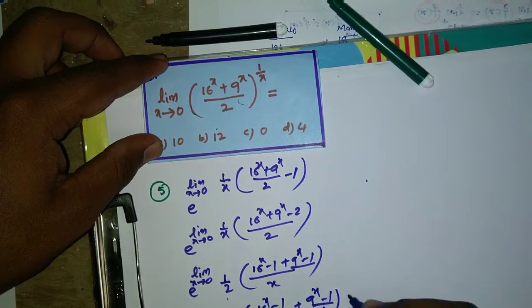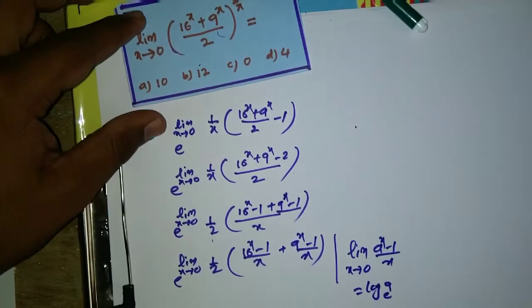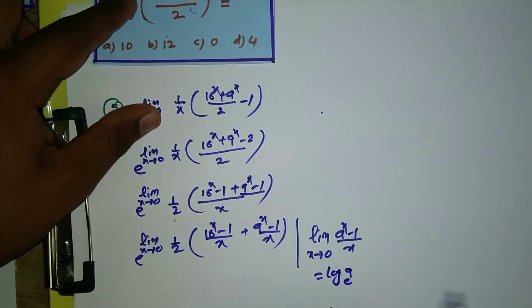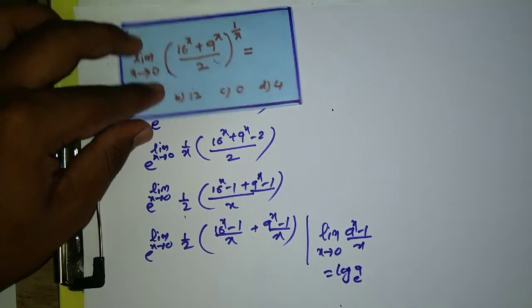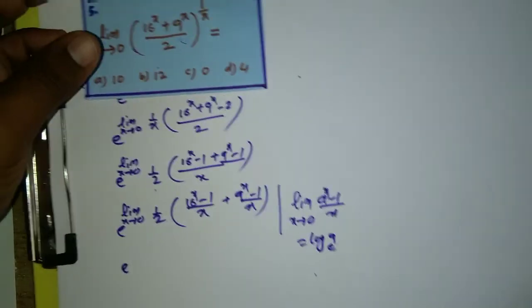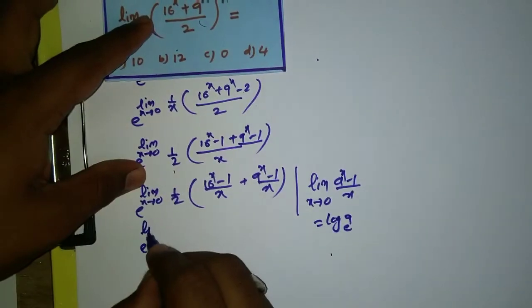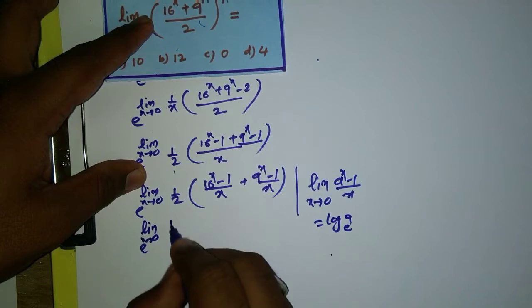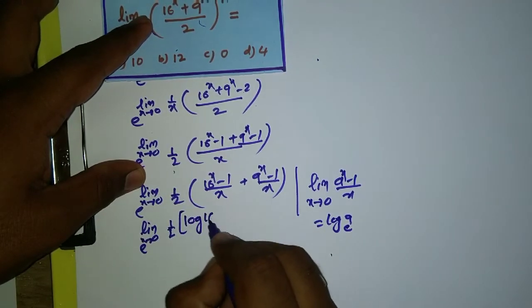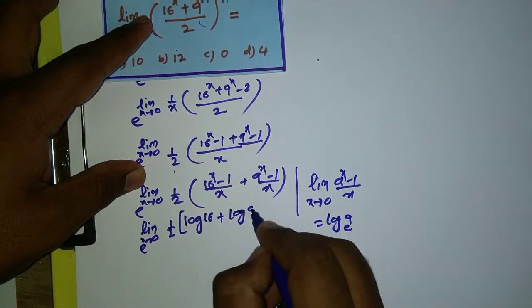Why? Because if I apply the formula, what is the formula? Limit x tends to 0, (a raised to x minus 1) by x is nothing but what here? Log a to the base e. What's the formula? Limit x tends to 0, (a raised to x minus 1) by x is equal to what here? Log a to the base e. Okay. So listen now. What happens here? E raised to limit x tends to 0, 1 by 2. So this guy, log 16 to the base e, plus this guy is what here? Log of 9.